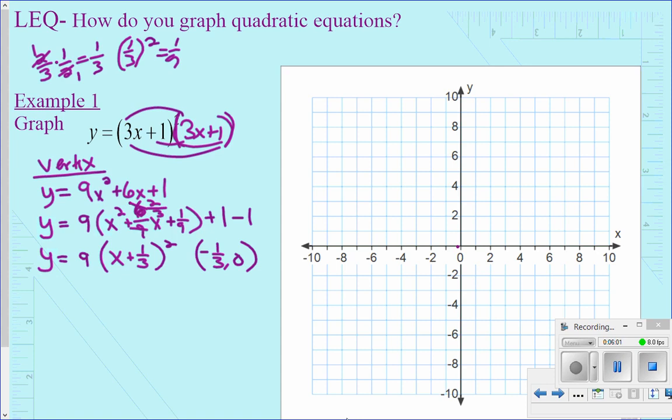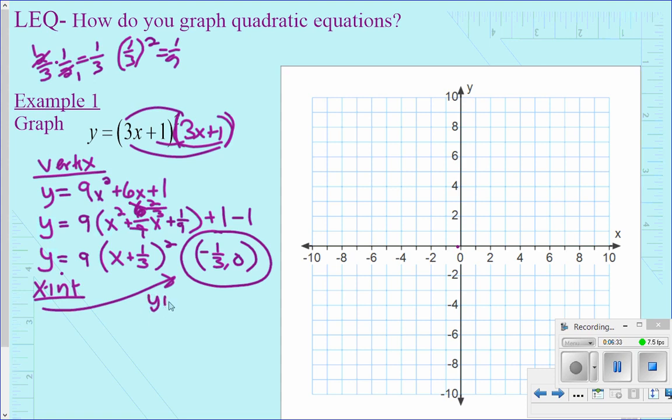So now I'm ready to get the intercepts. Now, hopefully you realized when we found that vertex, negative 1/3, 0, I just placed that vertex on the x-axis, which means that's not only the vertex, but it's also the x-intercept. So I don't really need to show any work for the x-intercept because I already found it. So just draw yourself an arrow. Okay, it's not only the vertex, but it's also the x-intercept.